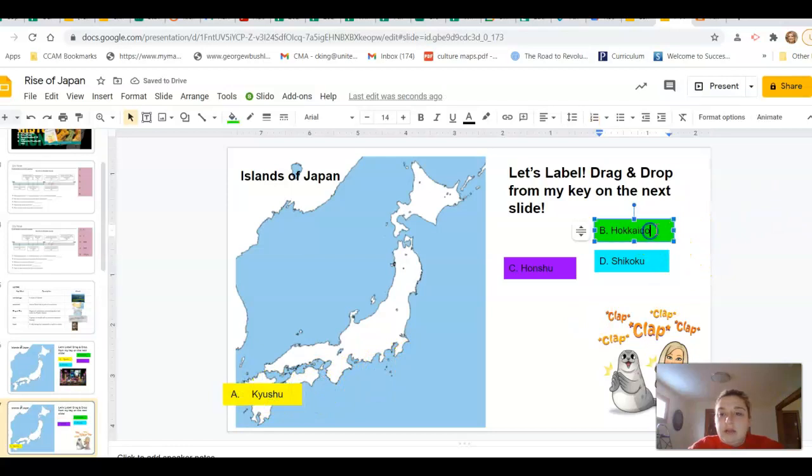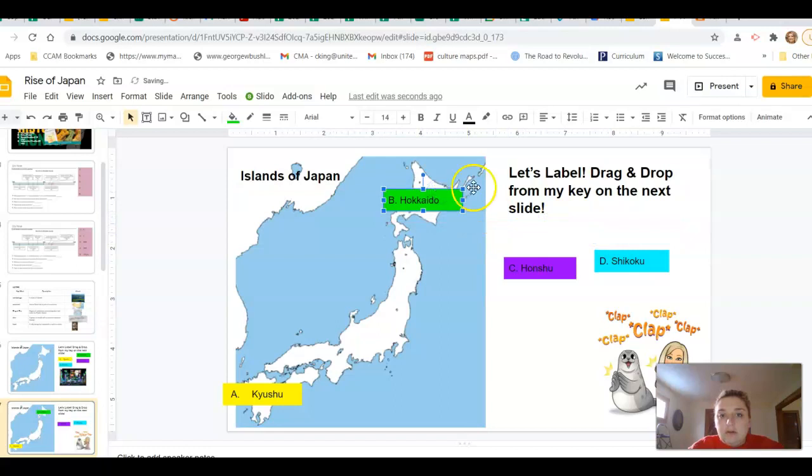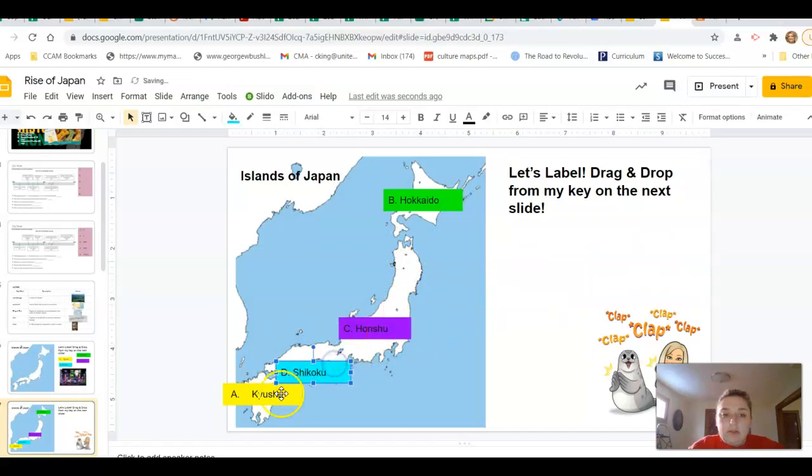Then we have Hokkaido. Hokkaido is the island that's furthest north. Honshu is the biggest island of all of them. It's right here. So this whole thing. And then Shikoku is this little one. Let me move Kyushu a little bit down. Well, Shikoku is right there.